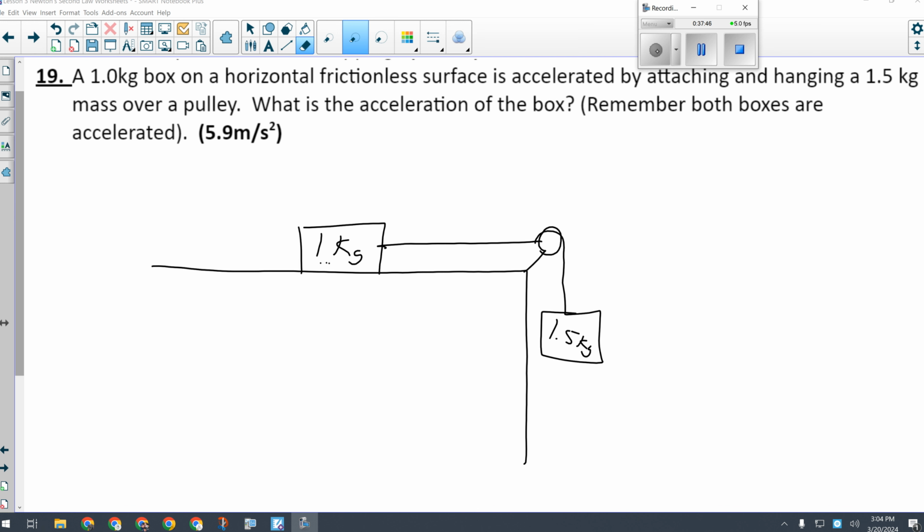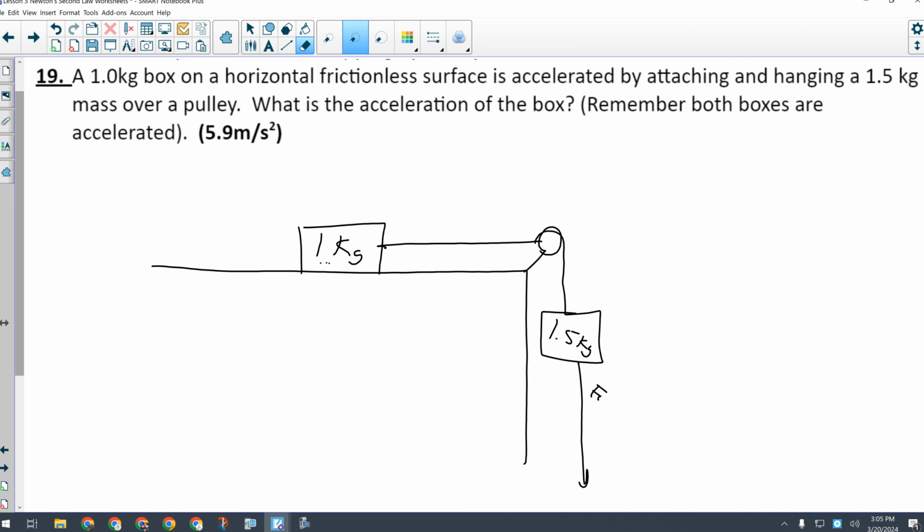Since the table is frictionless, the only force pulling on the 1 kilogram mass is the rope. Would you agree? So if the rope is the only thing pulling on the 1 kilogram mass, what's making the rope pull on the 1 kilogram mass? Gravity. On the 1.5 kilogram mass. In fact, that is the only force acting in this entire system.